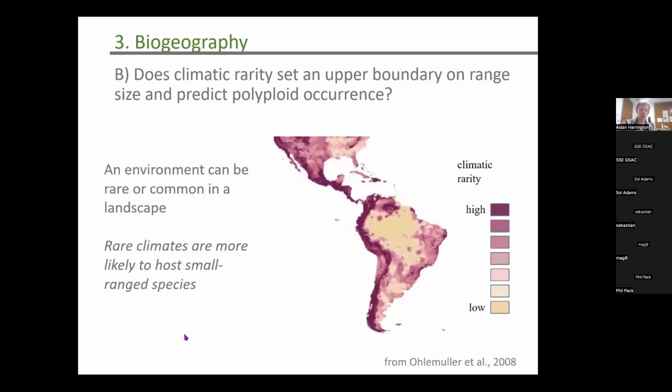Okay, so the second question is related to climatic rarity. Does climatic rarity set an upper boundary on range size, and does it predict polyploid occurrence? The key idea here is that a given environment can be rare or common in a landscape, and we find that rare climates are more likely to host small-range species. It's a fairly well-established phenomenon from this paper, Olmüller et al. 2008.